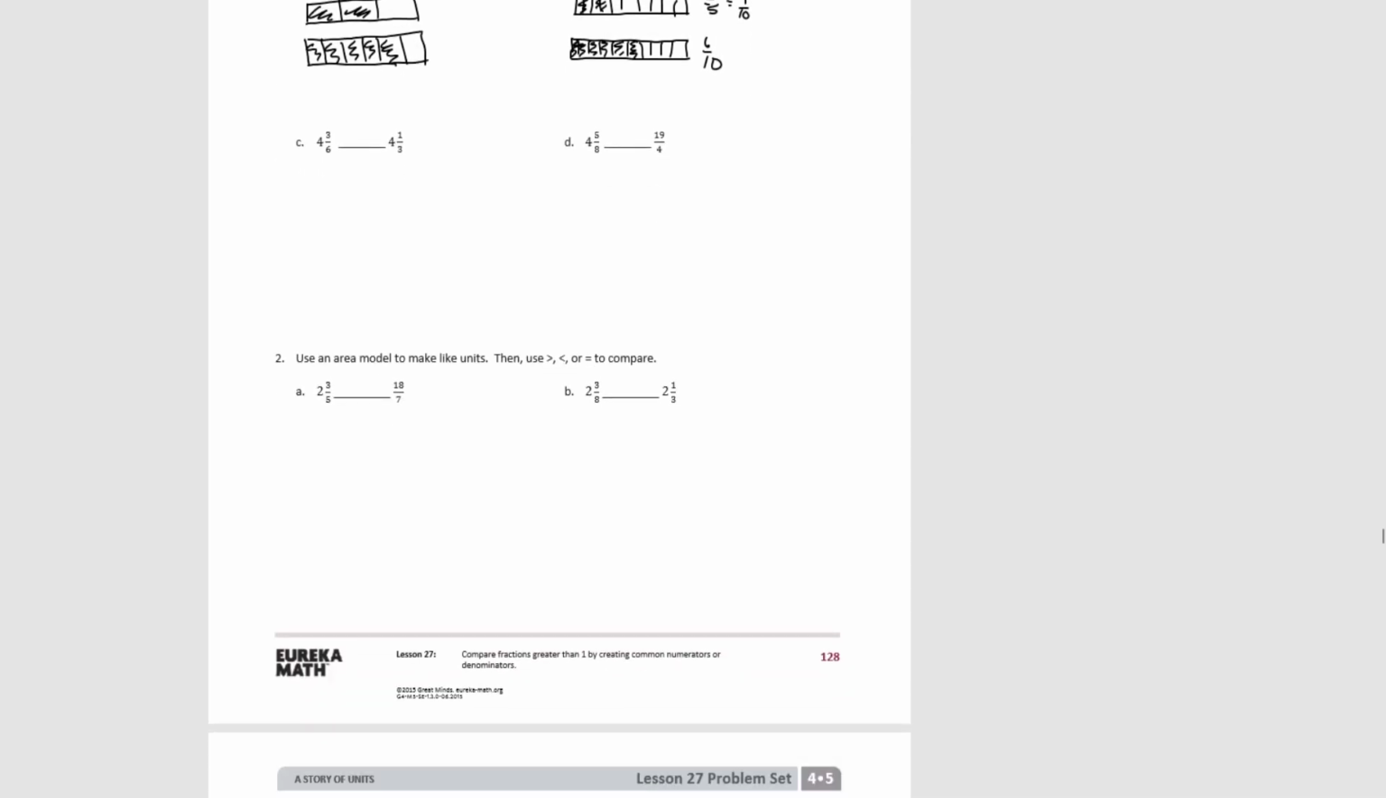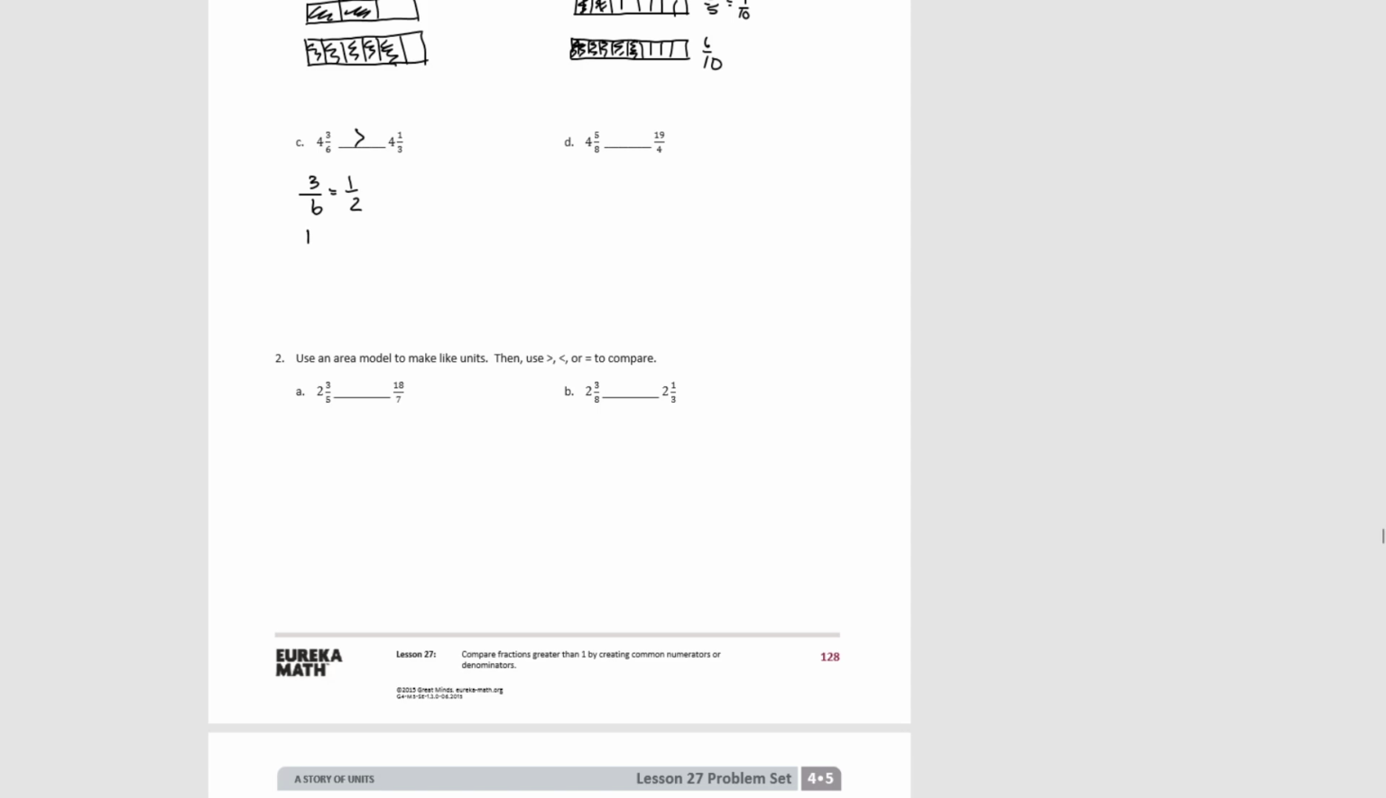Try C. Again, our whole numbers are the same, so we can compare the fractions. One way to do it would be, we know that 3/6 simplifies to 1/2 as a benchmark fraction. So 1/2 is greater than 1/3.